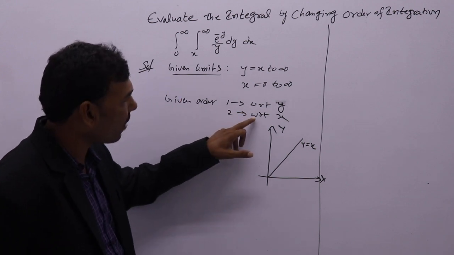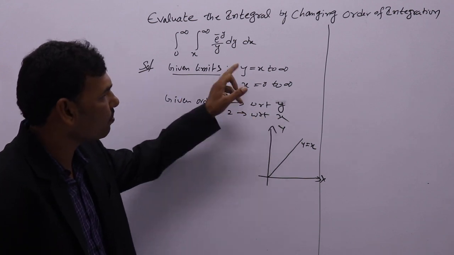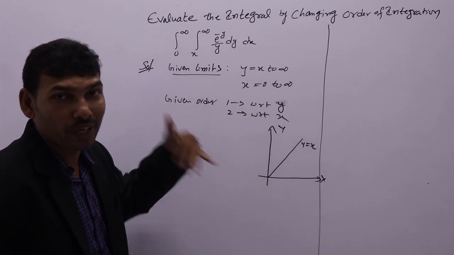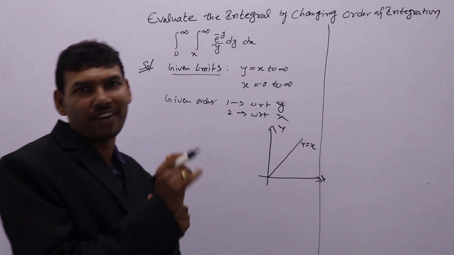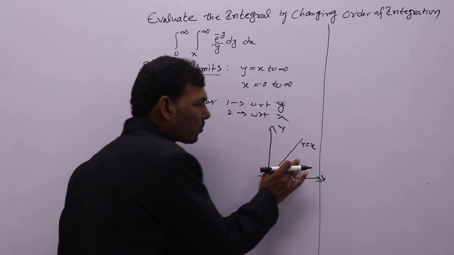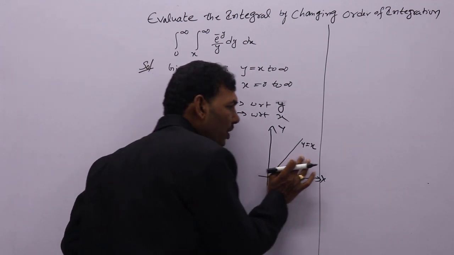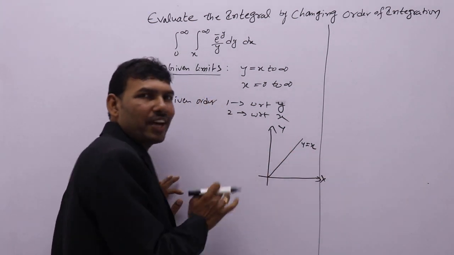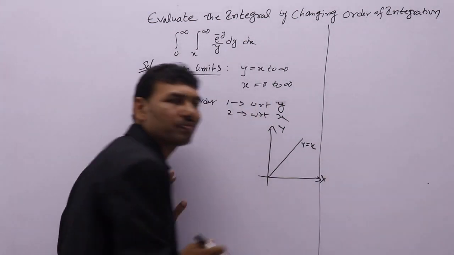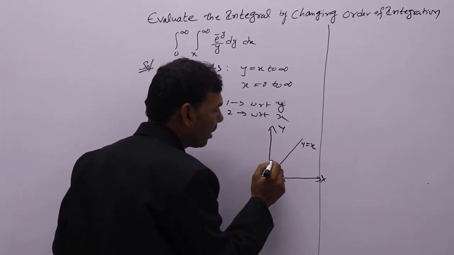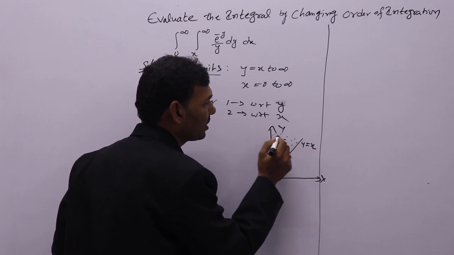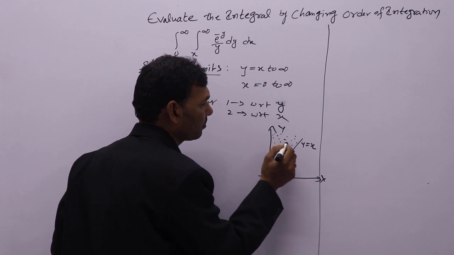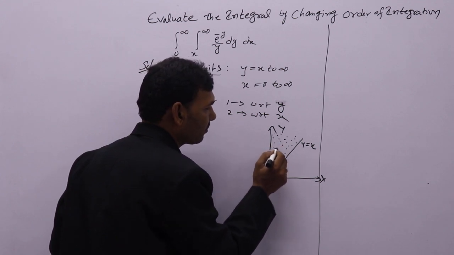For that we need to find limits of x in terms of y. To get limits of x in terms of y, you need to draw a strip parallel to x axis in a finite region. So if you take this one as region of integration, you cannot draw a strip in finite region. This is infinite region. That's why I am taking this one as region of integration. This is region of integration.